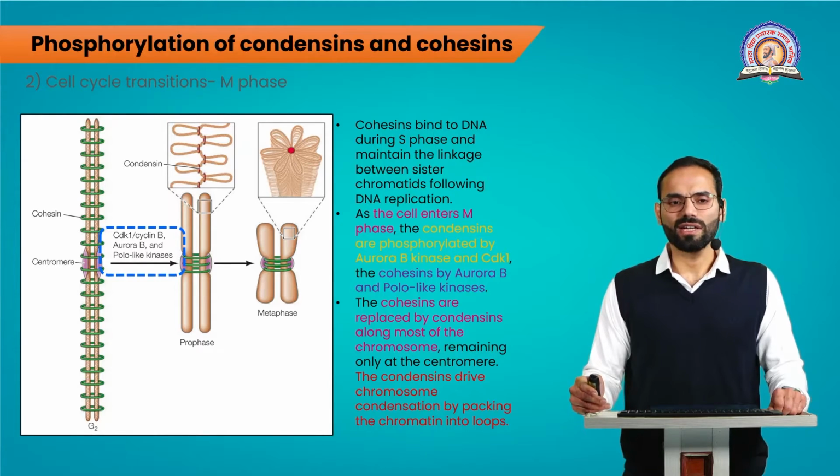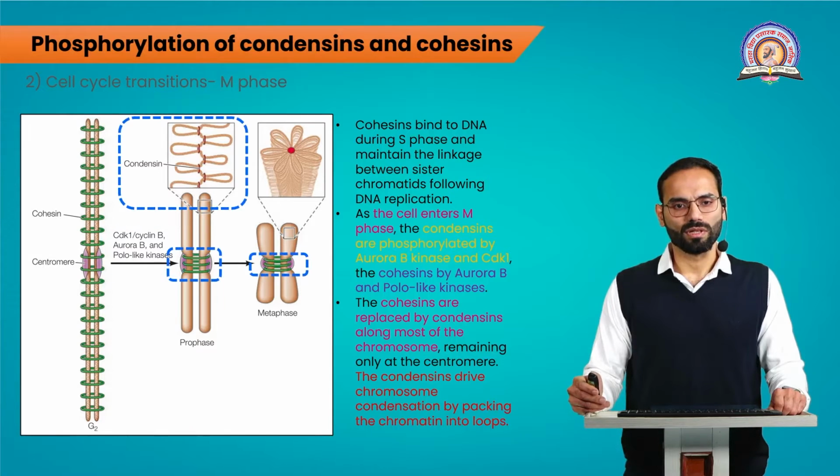The first thing carried out is by CDK1 and cyclin B, which phosphorylate cohesin molecules. The phosphorylation of cohesin molecules across the length of the chromosome results in evacuation of cohesin from the chromosome arms. But cohesin still exists at the centromeric sites, as you can see here. And Aurora B and polo-like kinase in turn phosphorylate condensins, so the condensin accumulates at the base of the chromatin loop. And this in turn results in the chromatin condensation, which you can see during the metaphase as one of the duplicated chromosomes.